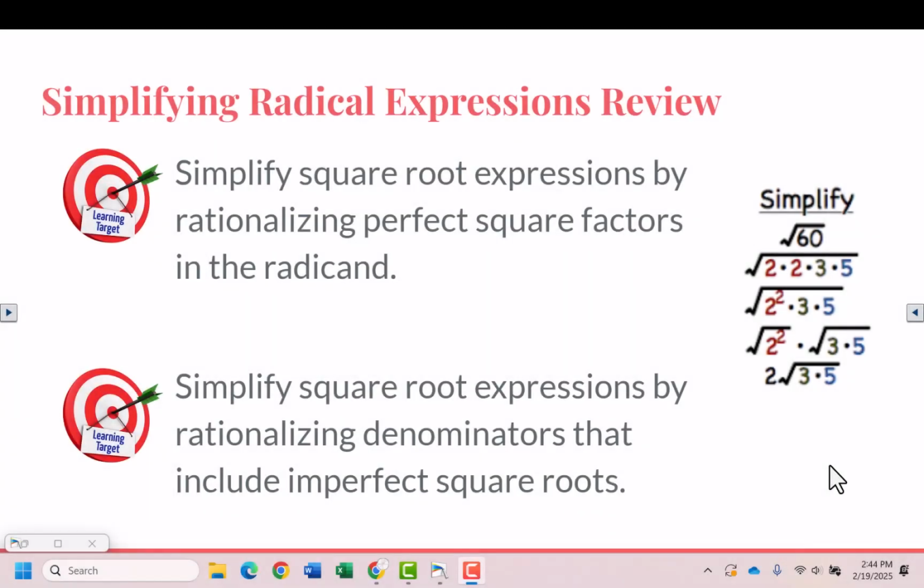Simplifying radical expressions. Review. In this lesson, we'll simplify square root expressions by rationalizing perfect square factors in the radicand, and we'll simplify square root expressions by rationalizing denominators that include imperfect square roots.